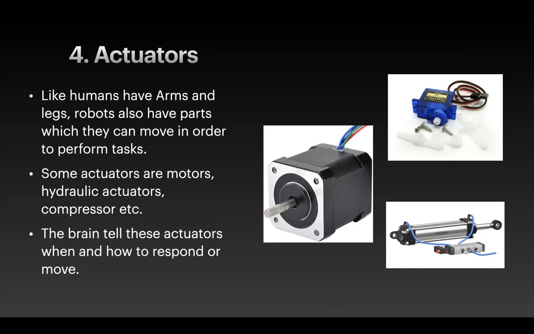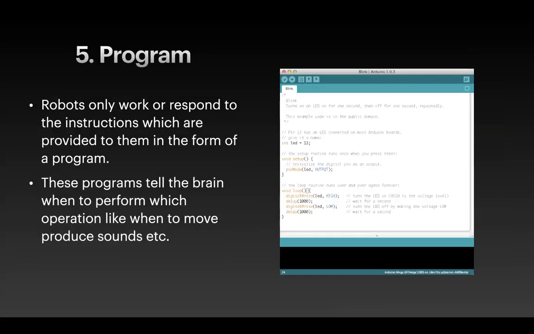Like it says here, some actuators are motors, hydraulic actuators, which are another type, and then compression actuators, like pneumatic actuators, which is given here. So there are various types of actuators as well. And the brain tells these actuators when and how to respond or move. Like I said, the brain is the part which tells these actuators to move or not. So these are actuators.